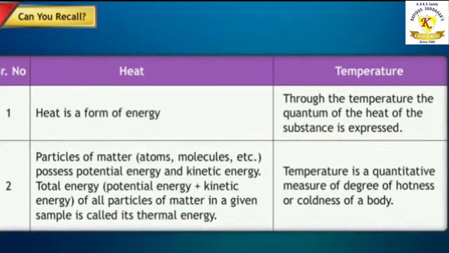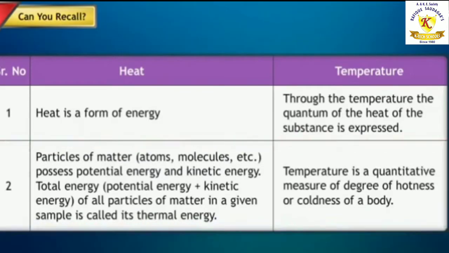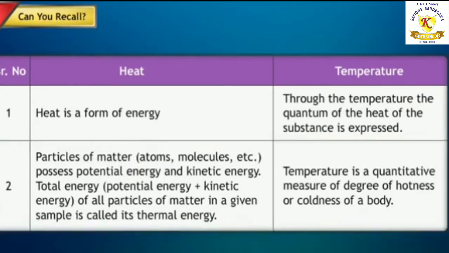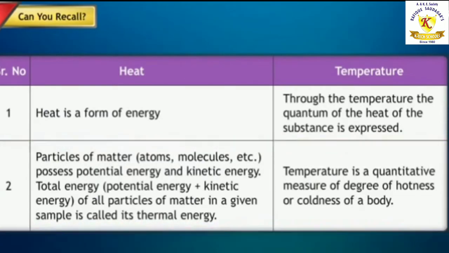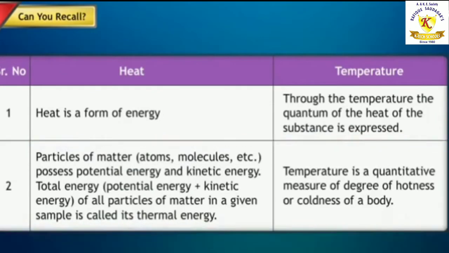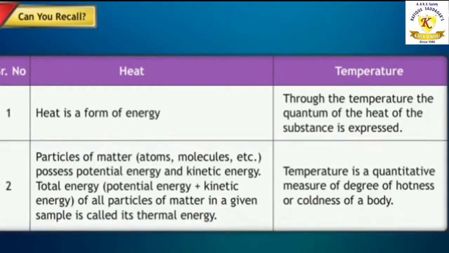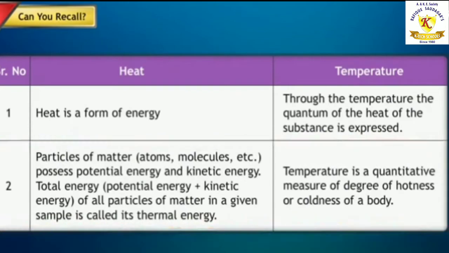Heat: particles of matter, atoms, molecules, etc., possess potential energy and kinetic energy. Total energy, that is potential energy plus kinetic energy of all the particles of matter in a given sample, is called its thermal energy. And temperature is a quantitative measure of degree of hotness or coldness of a body. Understood? Let's see the next point.